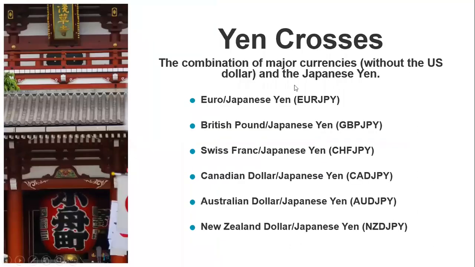Then you have your yen crosses. For the yen crosses, there's a bit of a difference. Japanese yen is the second currency. A major currency is first, then the Japanese currency. No US dollar involved here. You have the euro, Japanese yen. The British pound, Japanese yen. The Swiss franc, Japanese yen. The Canadian dollar, Japanese yen. The Australian dollar, Japanese yen, and the New Zealand dollar, Japanese yen.